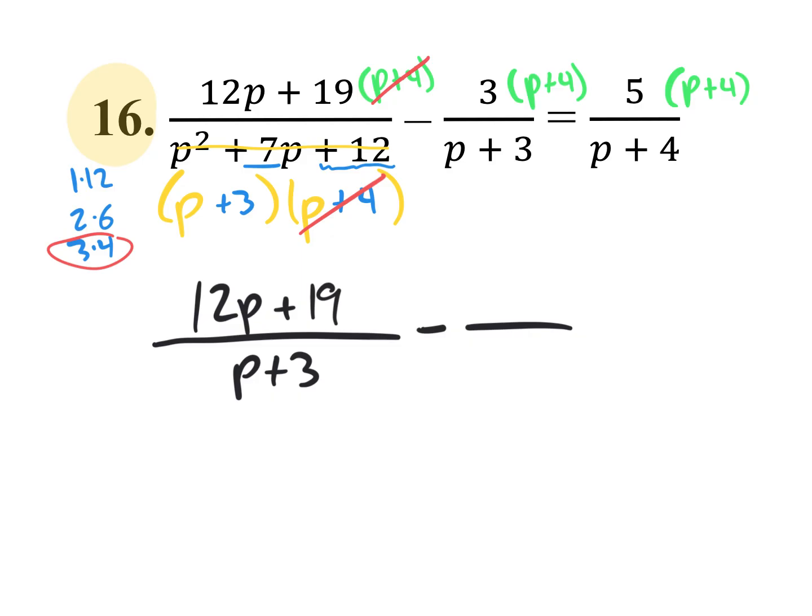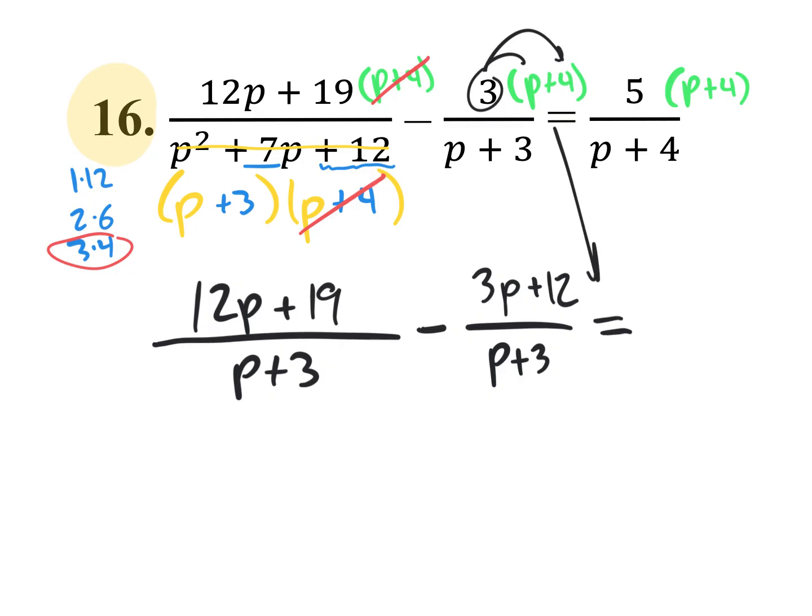and you have to distribute the 3 times p, that's 3p. 3 times 4, that's 12. And it's still over p plus 3. And then you have the equal sign. And of course, p plus 4 does cancel with the bottom p plus 4. That's nice. You get a nice, beautiful 5. So it's important to factor first so it could cancel.